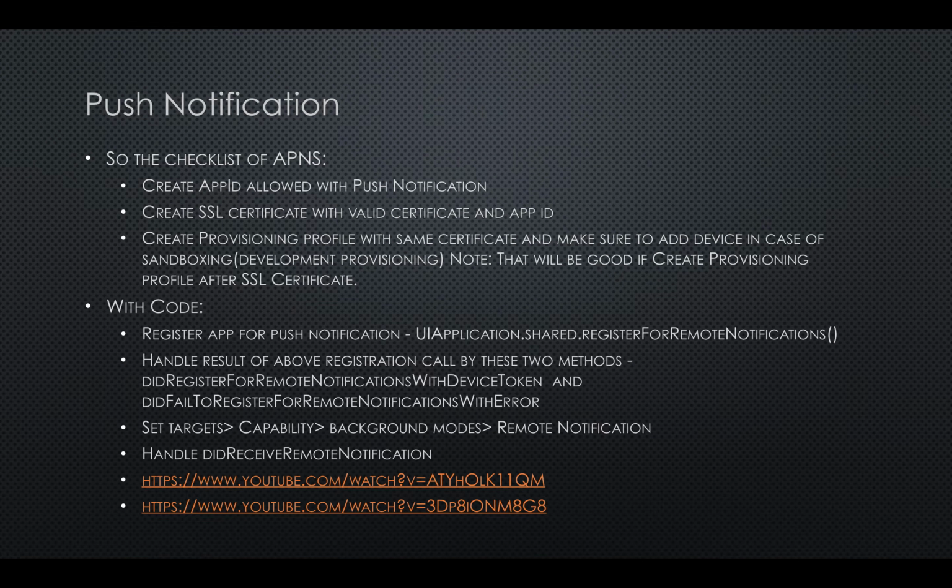Okay, this is some step. This is a checklist for APNS server. So I have made two checklists. One is checklist for APNS server, what all you have to do, and then one for code. So create an app ID and allow push notification. So when you're creating an app ID in your Apple Developer account, you have to make sure that you click that little push notification button as well, and then create an SSL certificate with valid certificate and app ID, and then create provisioning profile with same certificate, and make sure to add device in case of sandboxing like development provisioning.